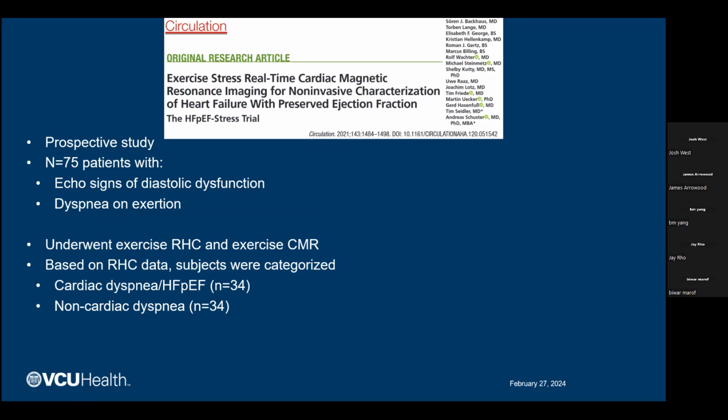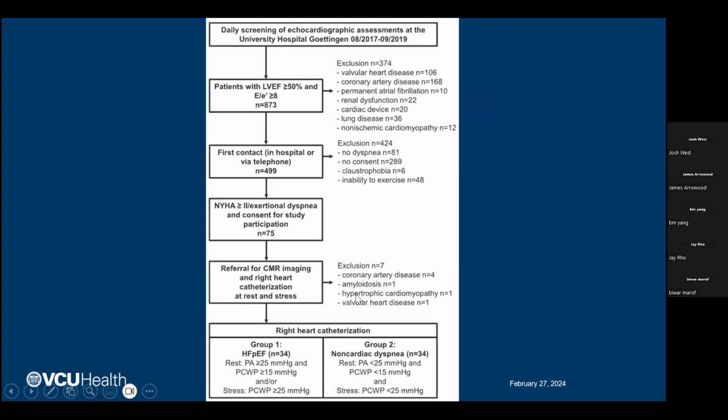And so based on the exercise right heart catheterization, they categorized these patients based on their filling pressures. They either had cardiac dyspnea, and since they all had normal EFs, that meant by definition they had heart failure with preserved ejection fraction because they had elevated pressures during their right heart catheterization, or they had non-cardiac dyspnea because their filling pressures were normal throughout the entire exercise right heart catheterization.